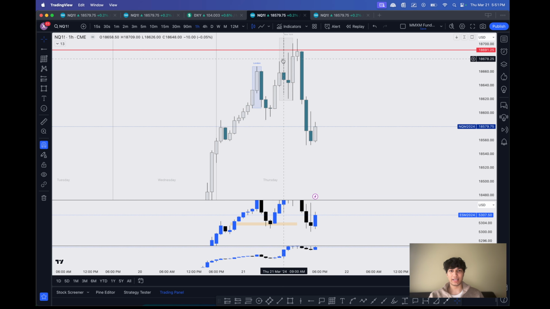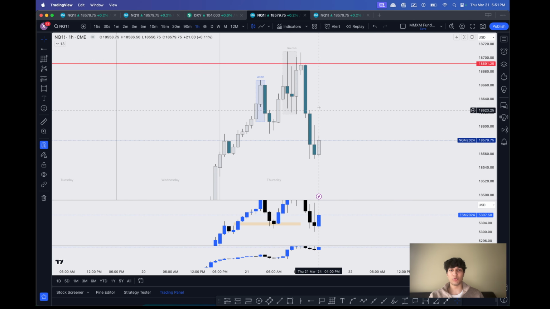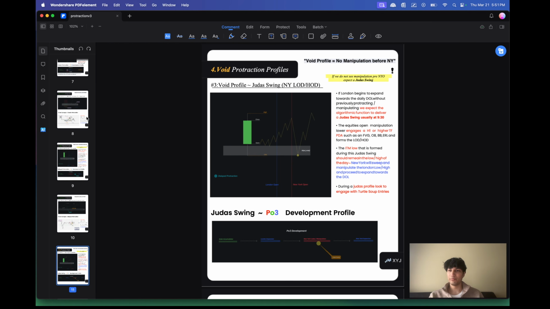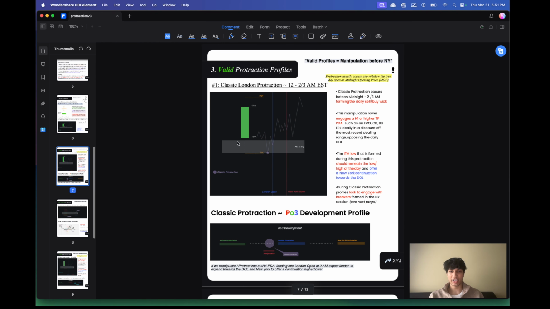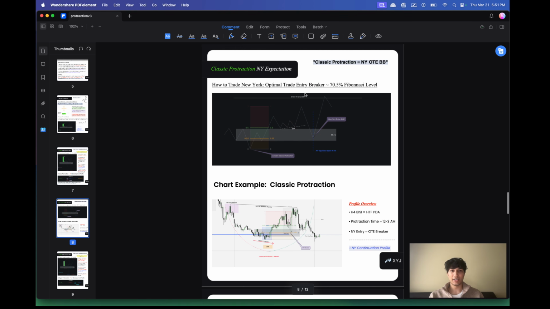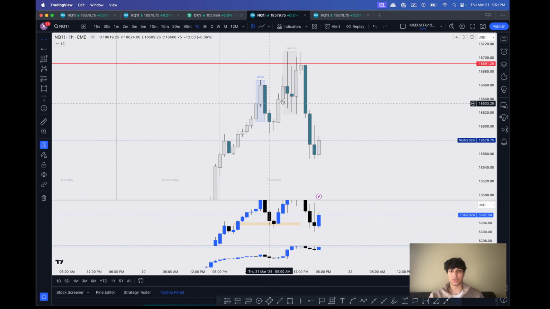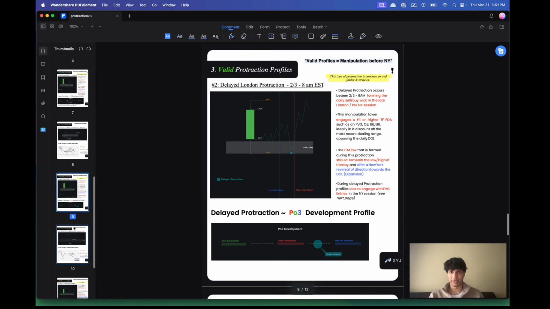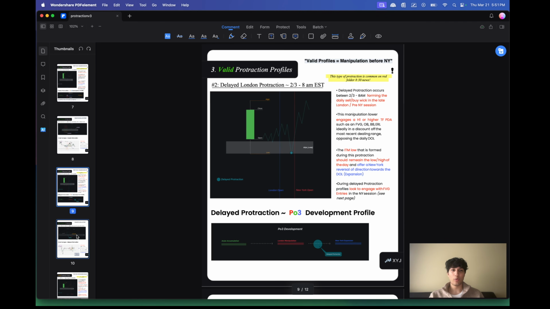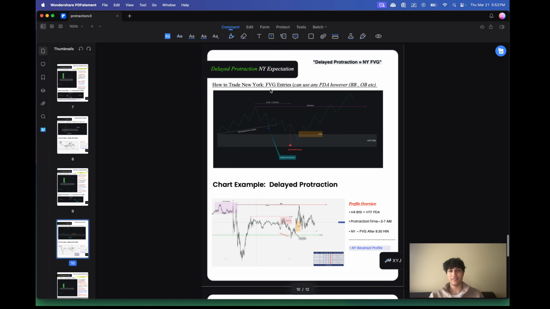before expanding higher. Now, what we expect to form, and the reason why this profile here isn't optimal is because we've already liquidated our highs before we get a retracement. But looking at our protocol, when we get a classic protraction, we expect to see a New York optimal trade entry breaker continuation, something with a fair value gap as well. So as you can see, this is actually a delayed protraction coming in to right around 5 a.m. is where we form our low. So that would be this profile here, delayed protraction. And the way in which we want to engage this is with a fair value gap, right?